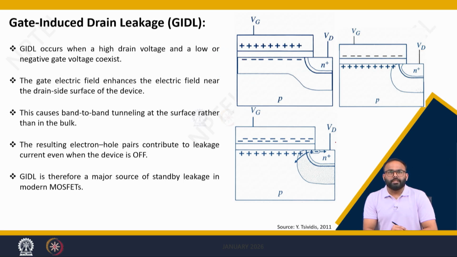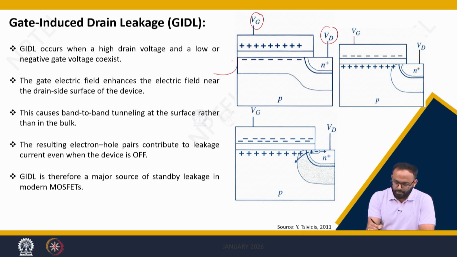Now let us consider how we can use the concept of band to band tunneling to understand gate induced drain leakage in MOSFETs. Here we are considering a simple MOSFET where this is the gate terminal and this is the drain terminal, and we are not showing the source terminal, because in general the source terminal is kept at 0 voltage. To have band to band tunneling, the reverse voltage should be there and the doping should be high, only then can we talk about band to band tunneling. So, to understand this, we are ignoring the source at this stage.